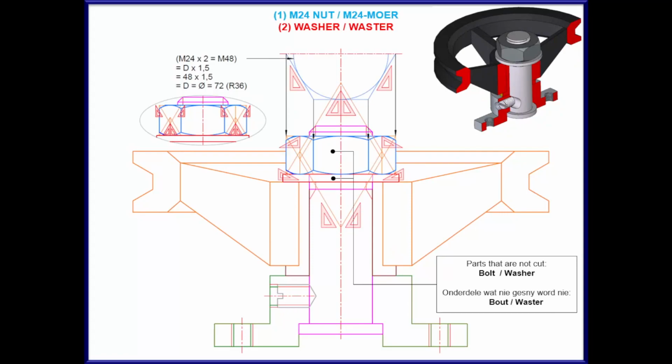The next part we will add to the assembly is the M24 nut as well as the washer. Both these parts are, according to our sectional principles, parts that will not be sectioned. In order to draw the M24 nut, it is very important to know the constructions for bolts and nuts, as well as the formulas to calculate the height for the nut in this circumstance.